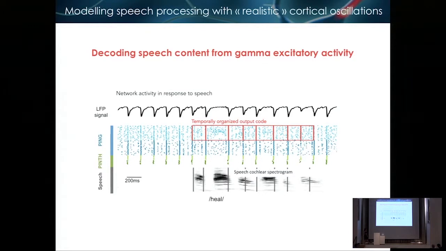Okay, so as I said, this was about theta, now I'm going to talk about gamma. We wanted to see what's coming out of the gamma excitatory neurons and whether this could encode the content of syllables.